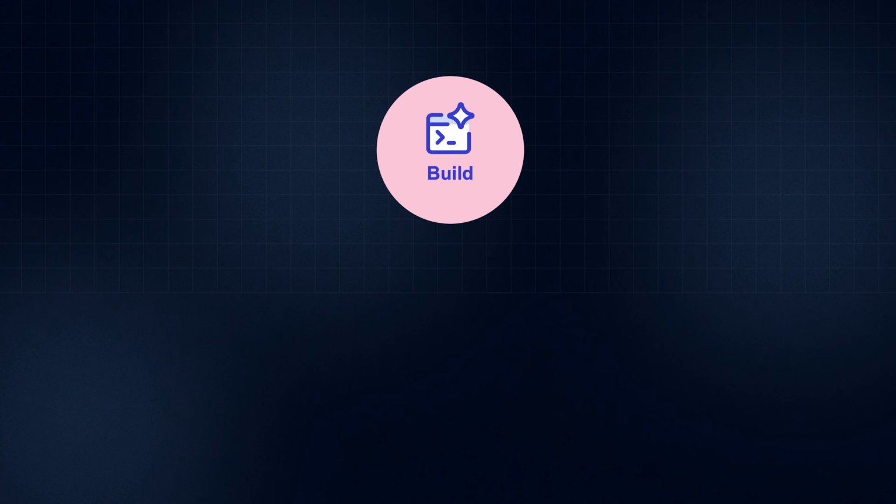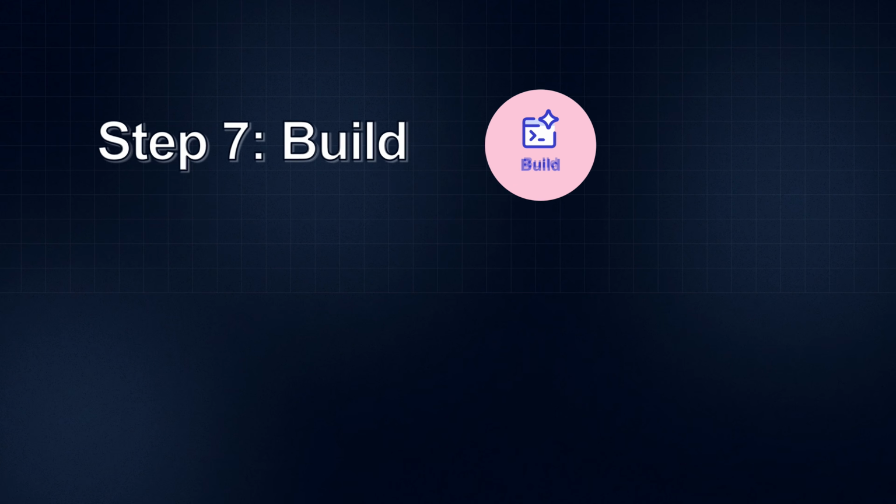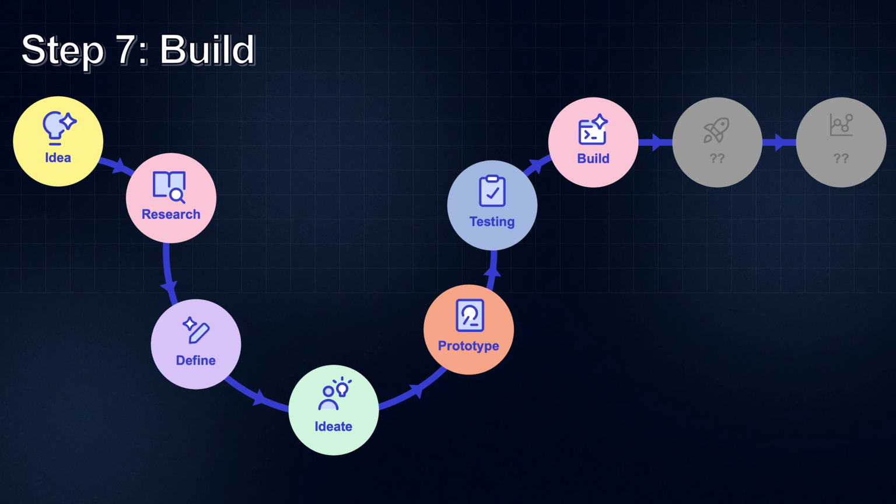Step 7. Build. This is where the solution turns into an actual product or feature. Once the solution is validated, the design team shares the design with the dev team, and the dev team converts them into lines of code. Wow, finally the work is completed.